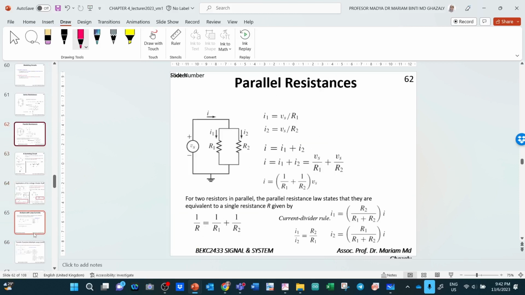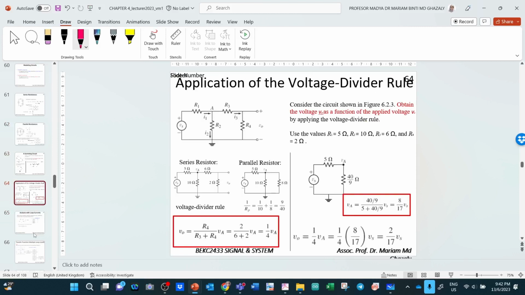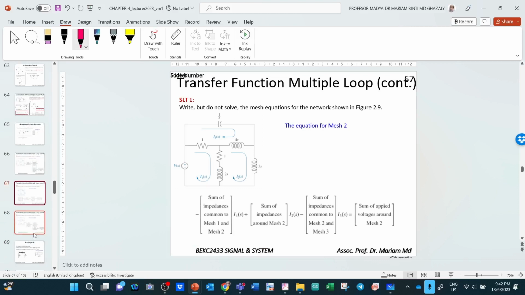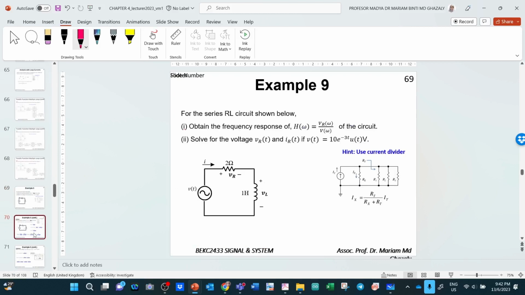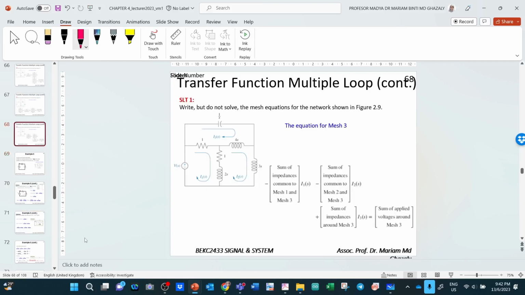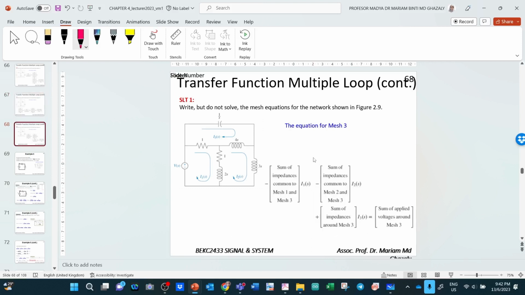Go through until this slide on parallel resistance and summing circuit, and this example on how to calculate the output. Read through until this slide: transfer function of multiple loops. For example, if you have multiple loops, how do you get the equation? You need to open the subject control 1. You have learned this in control 1.